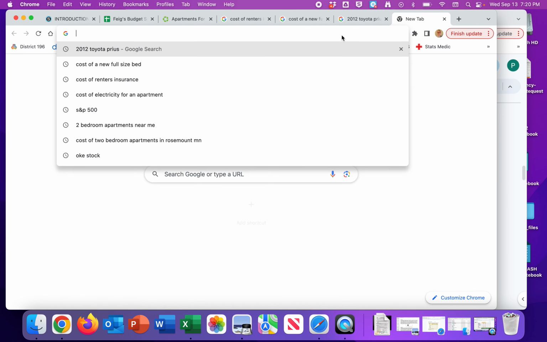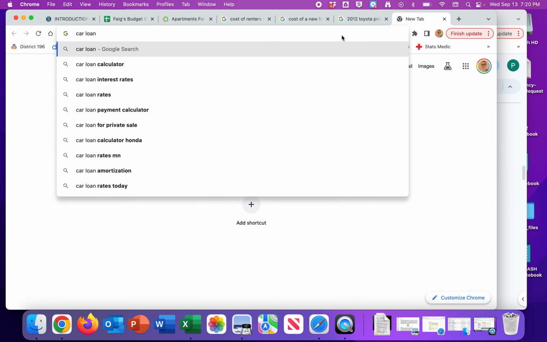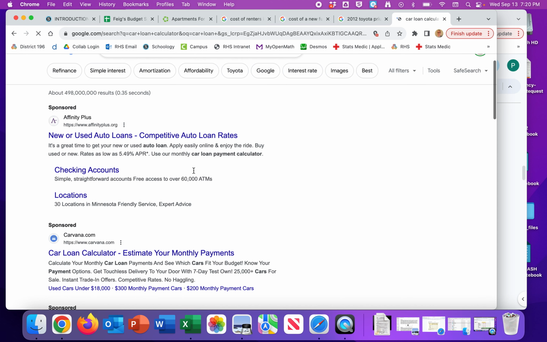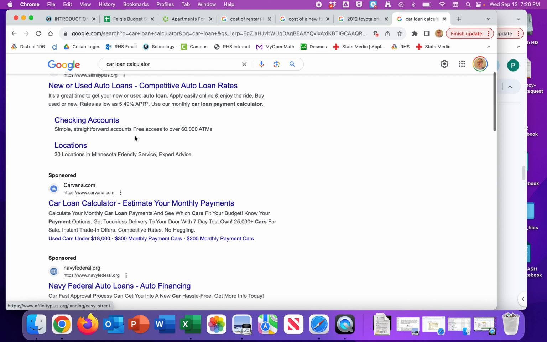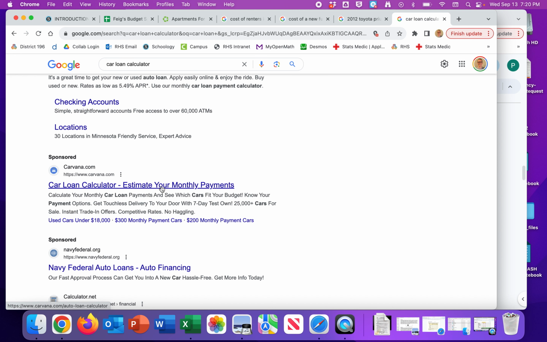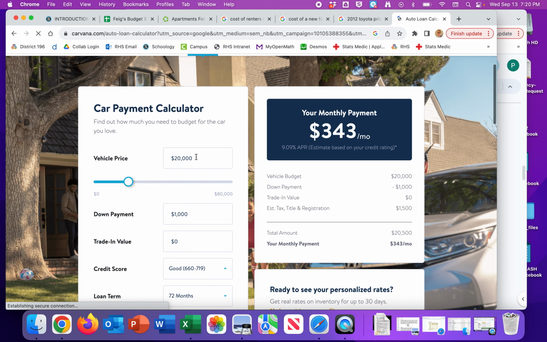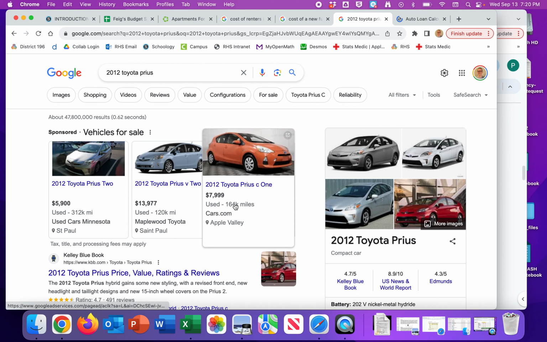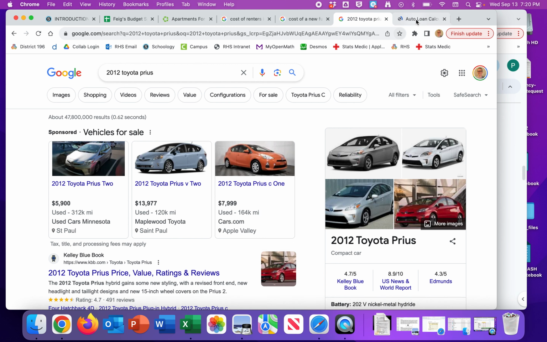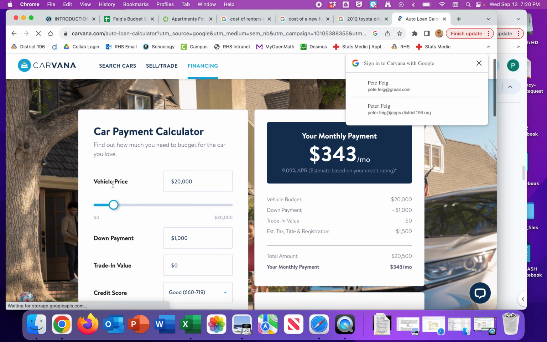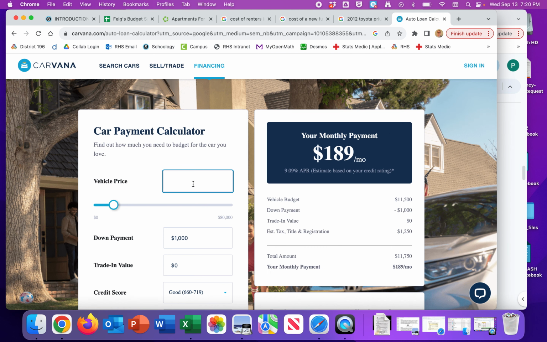here's something you can do to figure out what it costs per month. Car loan calculator. Estimate your monthly payments. Here's one. I'm just going to go to Carvana. Maybe you've seen them. This will just help you figure out what you have to pay per month, because people take out car loans. Okay? So that car was about, let's just say $8,000. So vehicle price, just drag it down or just type in $8,000.